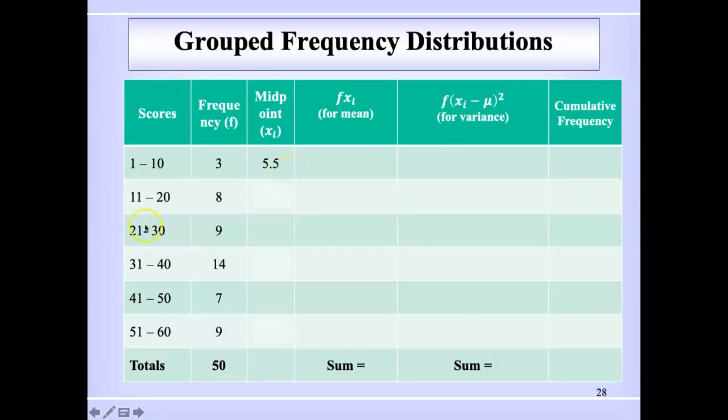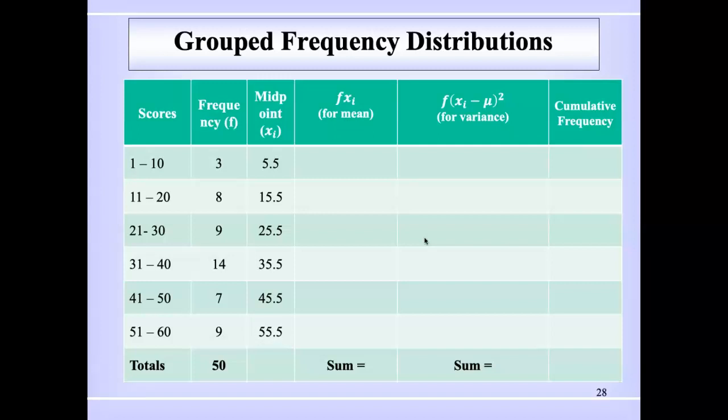For the second one, 11 plus 20, that's 31. 31 divided by 2 gives us 15.5. 21 plus 30, that's 51. 51 divided by 2, that gives us 25.5. And we continue this process till we have midpoints for each range or for each row.